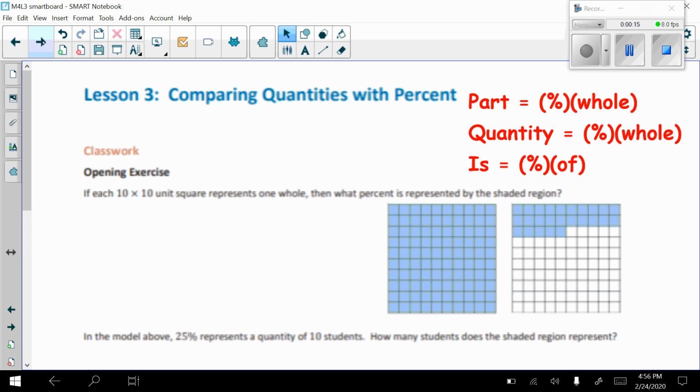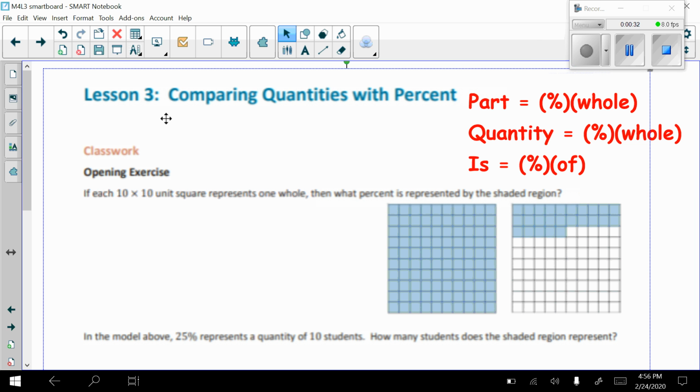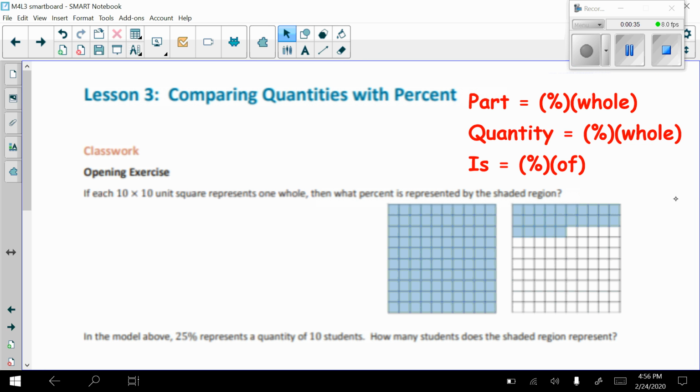So yesterday in Lesson 2, we talked about the formula part equals percent times whole. Now, I would like you to add two more lines. Quantity equals percent times whole, and is equals percent of. These are all interchangeable, depending on the situation. Years ago, I just learned it to be is equals percent of. Now it gets a little more specific depending on which situation, but you can always fall back to is equals percent of.